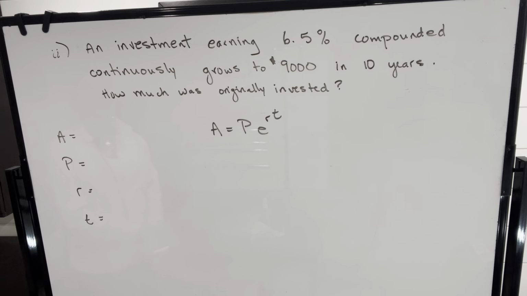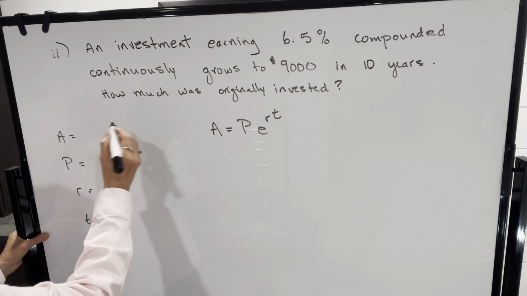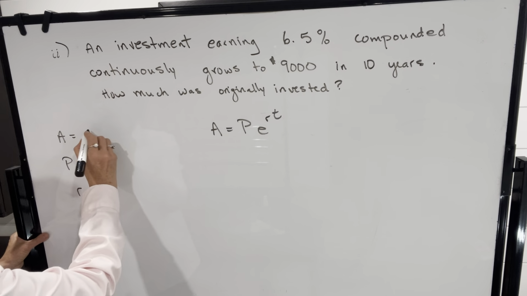Let's take a look at some more examples where we're solving for different things other than future value. In our second example, it says an investment earning 6.5% compounded continuously grows to $9,000 in 10 years. How much was originally invested? So in this case, we're given the future value and we're asked to find the present value. Our interest rate is 6.5%, so we write that as a decimal, and our time is 10 years.